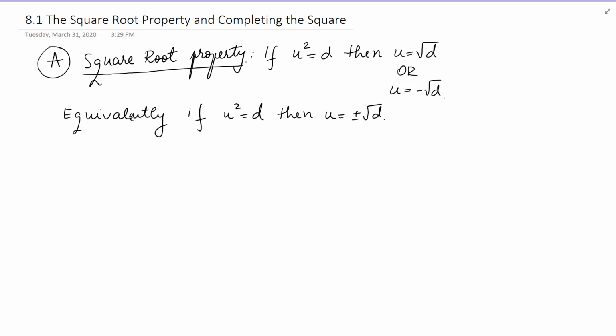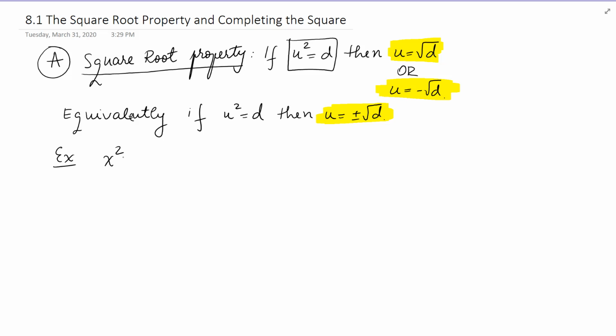The square root property says if u squared equals d, so if you have this form of an equation, then u equals square root of d or u equals negative square root of d. This is very important because people tend to use just the positive part. But u can also be negative square root of d. In other words, u can be plus minus square root of d, given that u squared equals d. Let's do a few examples to make sense of this.